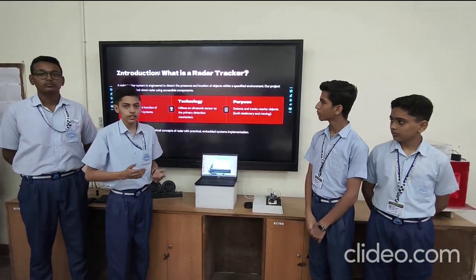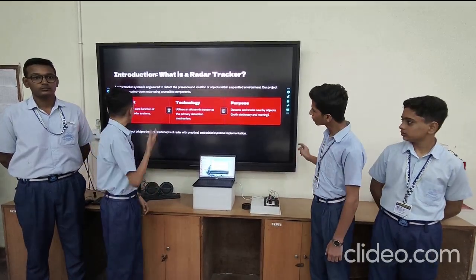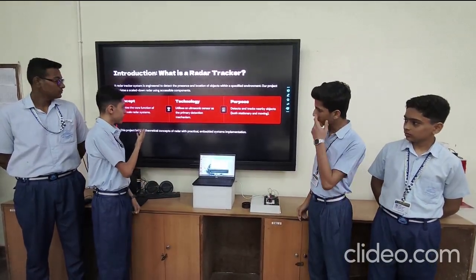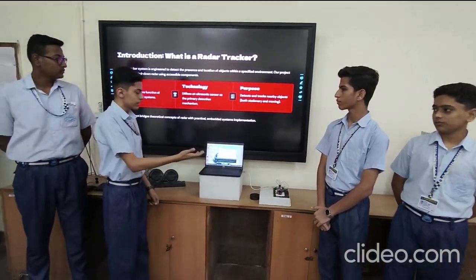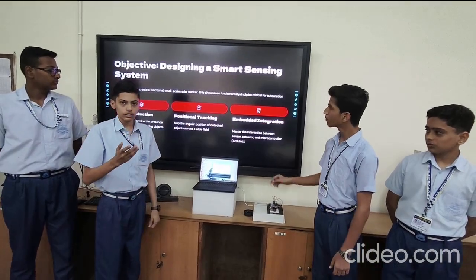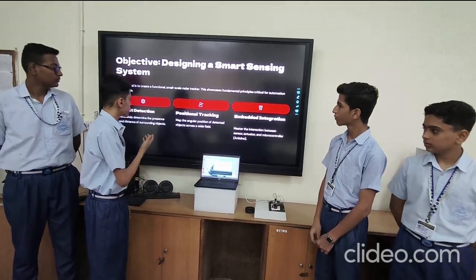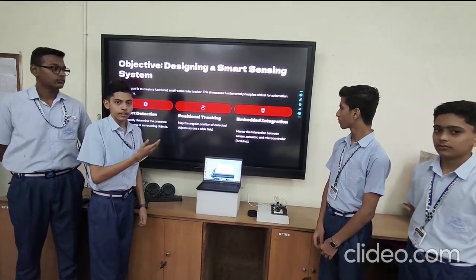A radar tracker is a device engineered to detect objects on both large and small scales. It is based on the concept of large-scale radar systems and uses ultrasonic sensors to detect and track nearby objects. It can be used to calculate distance, and it detects both stationary and moving objects. It can be used for object detection, position tracking, and embedded integrations.